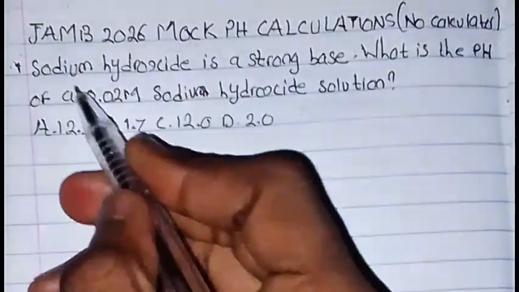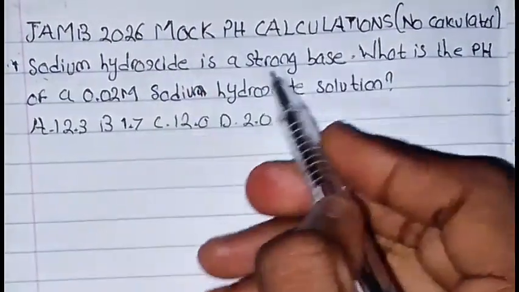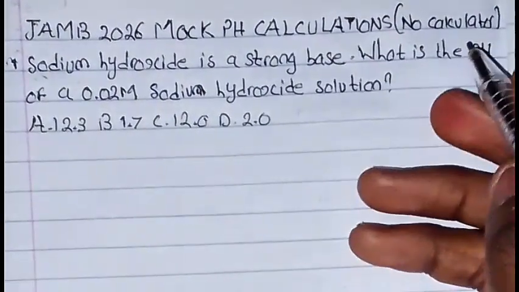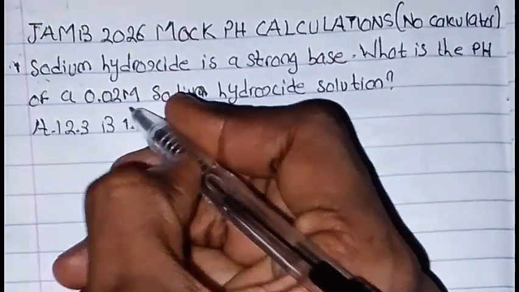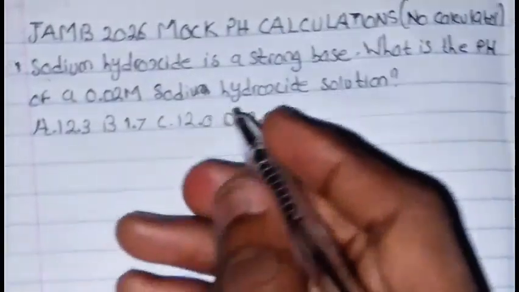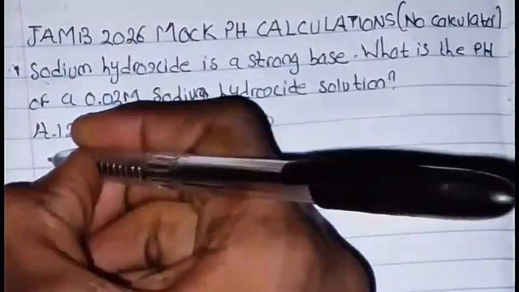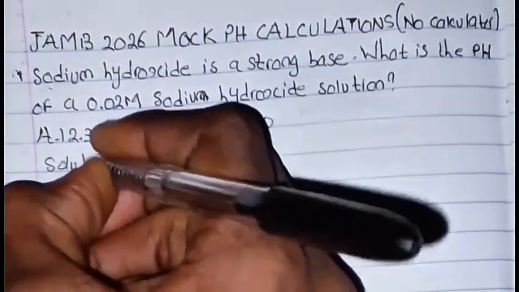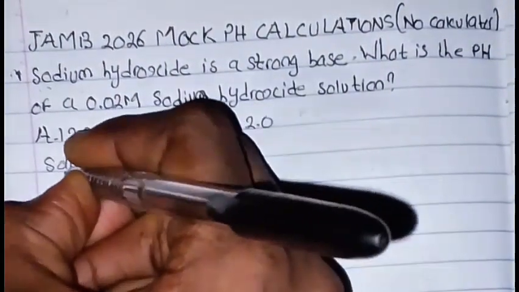We have a question. Sodium hydroxide is a strong base. What is the pH of a 0.02 molar sodium hydroxide solution? Alright, let's go. We're going to be solving this without a calculator. The solution. Now, there are two formulas you need to know. What are the two formulas?